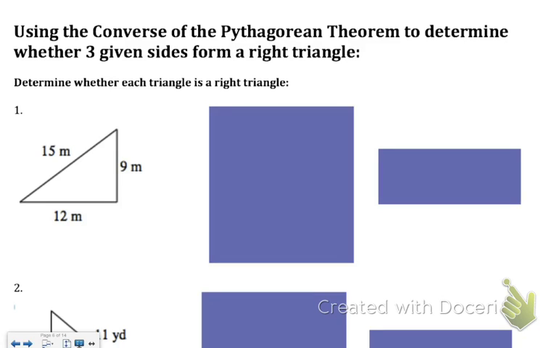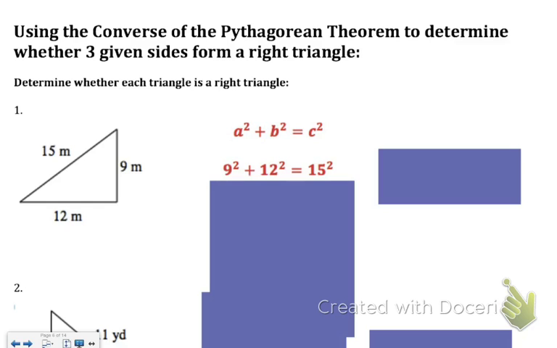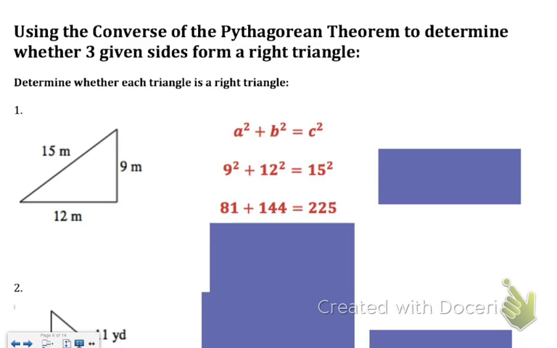So the first thing we'll do is write down the formula: a squared plus b squared equals c squared. And we're going to substitute our two legs and our hypotenuse. So again, the hypotenuse is 15, and 9 and 12 are our two legs. Now we're just going to evaluate and see whether this equation is actually true. So 9 squared is 81, 12 squared is 144, and 15 squared equals 225.